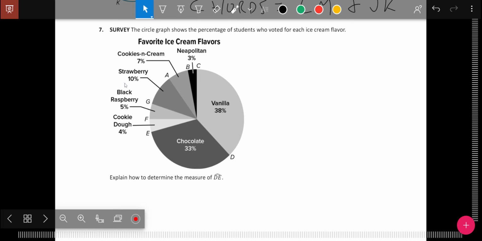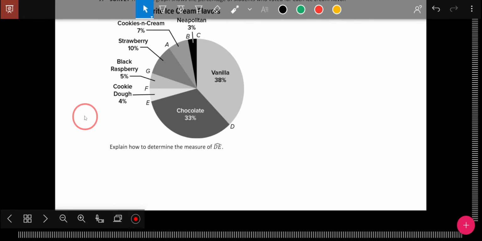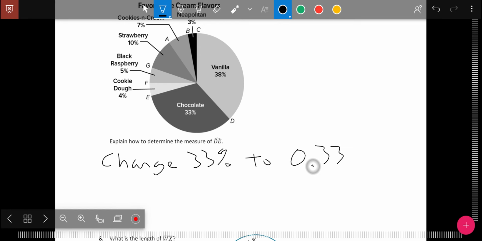All right, the survey below shows the percentage of students who voted for each ice cream flavor. Explain how to determine the measure of DE. And so, first thing I will need is, where the heck is DE? DE is right here. It says 33%. And so as I'm explaining steps, my first step is going to be to change 33% to a decimal, which is 0.33. That's a point. Okay.